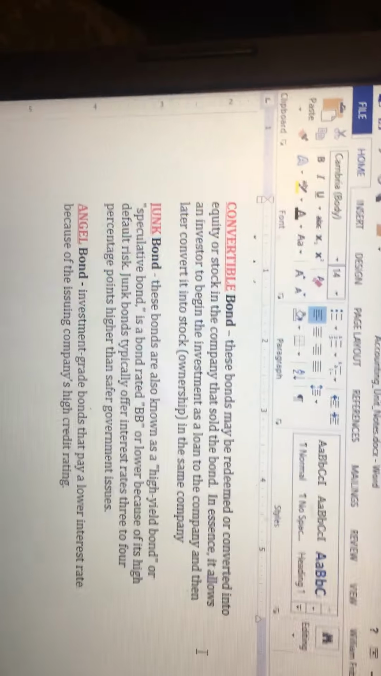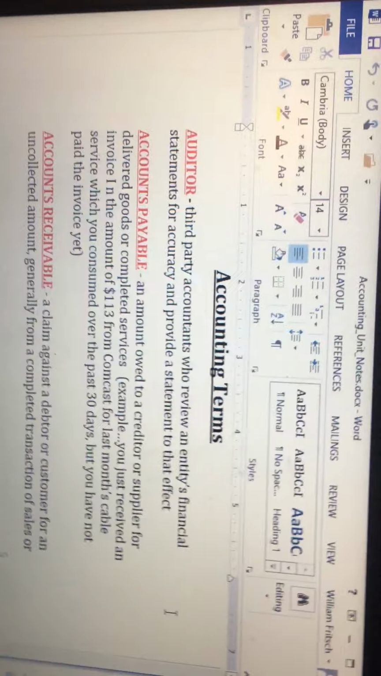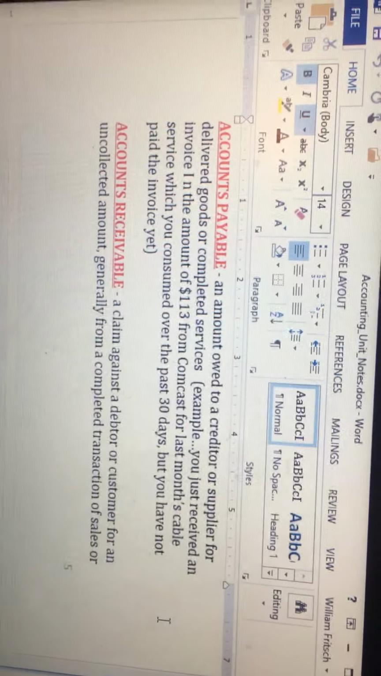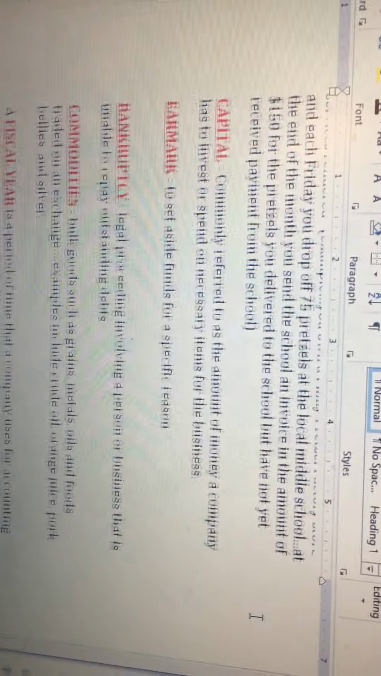All right, and then I mentioned 3 different types of bonds that you can go through on your own. They're pretty straightforward. And then I have a bunch of accounting terms that, once again, you can go through on your own. I do want to mention a couple here.